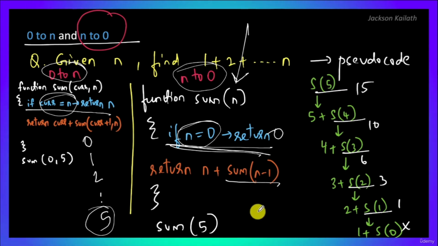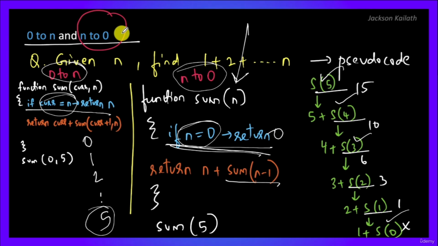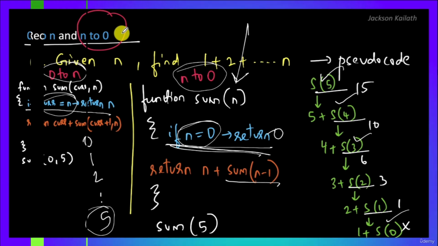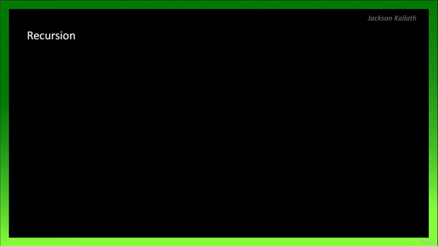So in this way, notice that we went from 5 to 4 to 3 up to 0, or we went from n to 0. So you can write recursive solutions going from 0 to n or n to 0. So try to write at least a few questions. Try to practice writing the solution in both ways so that you get a good grip on solving coding interview questions using recursion. We have discussed various topics with respect to recursion.